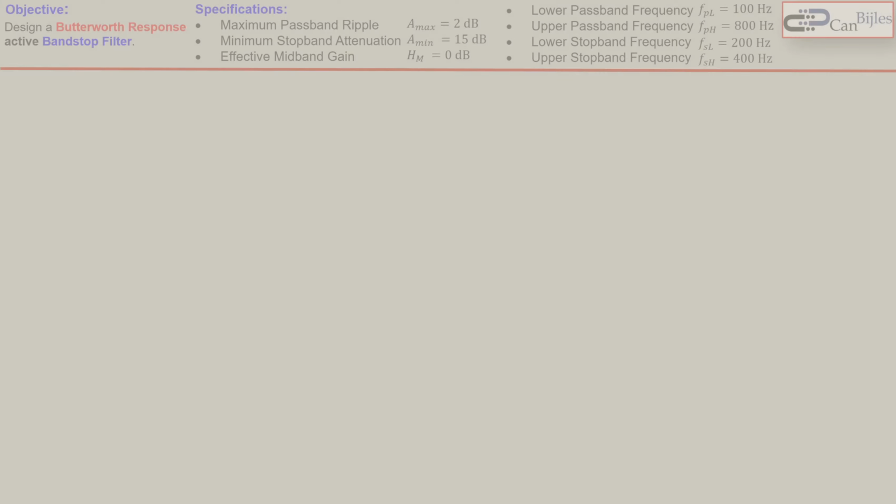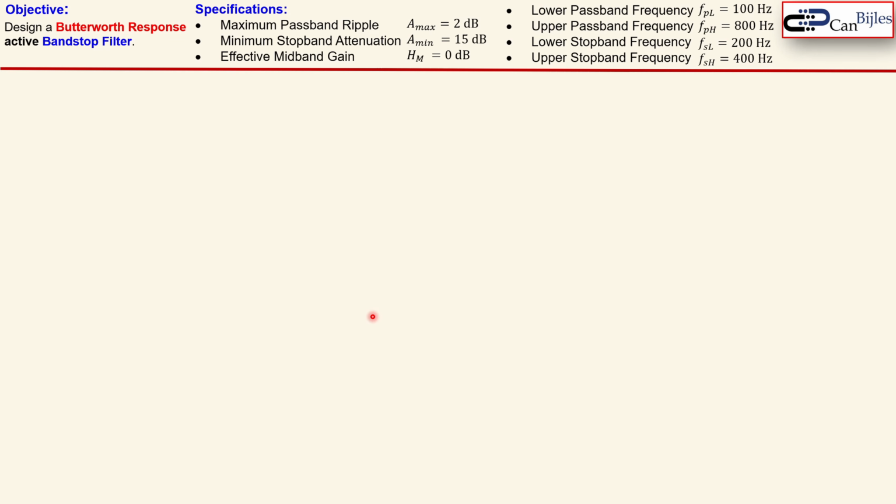So let's now look at our design example. The objective is to design a Butterworth response for an active band stop filter. The specifications are shown here. We need to have a maximum passband ripple of 2 dB. The minimum stop band attenuation needs to be 15 dB. And the effective midband gain is 0 dB. So we have a unity gain at the midband part.